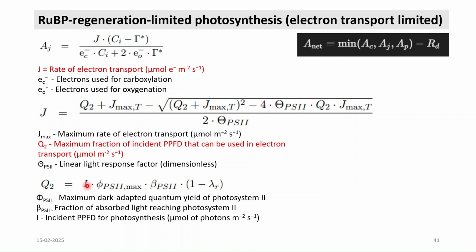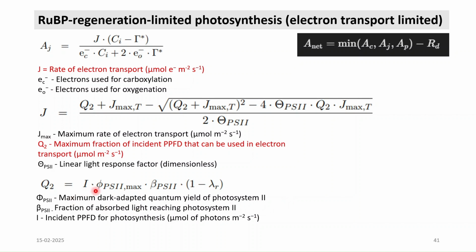And Q2 is given by the product of incident PPFD, that is whatever light is available to the plant, not whatever light is absorbed by the plant, but whatever light is incident on the plant, into one parameter called psi PS2, which is the maximum dark adapted quantum yield of photosystem 2.